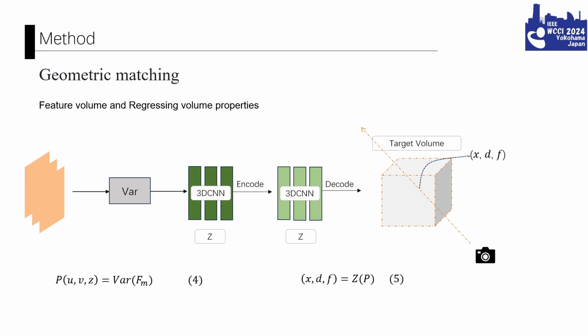We utilize a 3D CNN to encode and decode an illumination implicit volume that maps the voxel volume P to the properties used in the tone mapper. These processes are expressed by Formula 5, where X is the 3D point's position, D is the target view direction, and F denotes the volume feature. For brevity, the following are omitted from the formula. The first part of Z is used for encoding and the second part of Z is used for decoding.